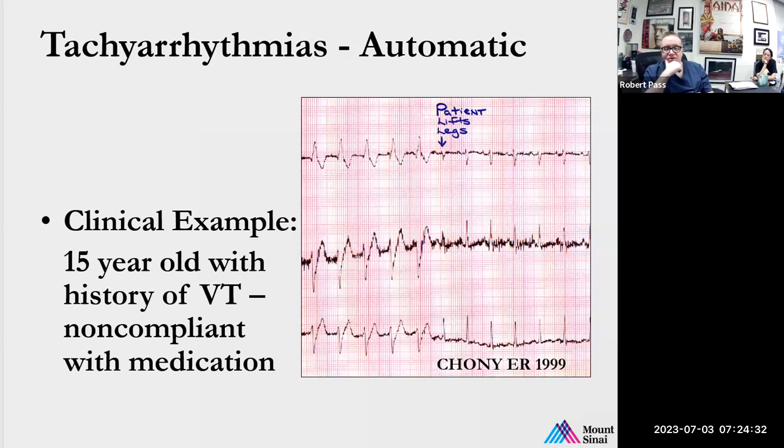This is a 15-year-old who had a history of ventricular tachycardia, so-called Belhassen's VT. Patient had been non-compliant with medication, came into the emergency room, and I asked the patient to do a little exercise in the emergency department, and we see that when he lifts his legs up and is doing sort of an abdominal exercise, I'm able to get his sinus rate to be slightly faster than the VT rate, and it suppresses the VT. Again, showing that when it comes to automatic arrhythmias, whatever is the fastest wins.